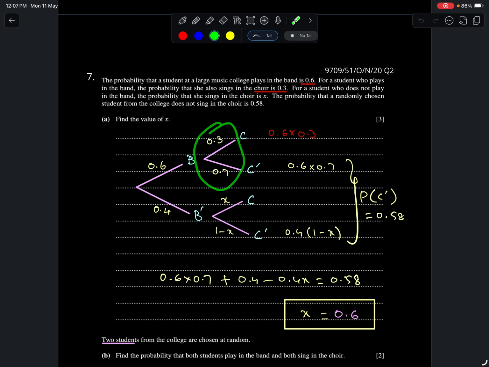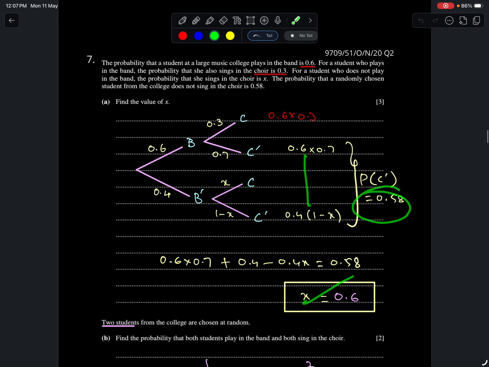See, the total of each branch is always 1. If this is x, this must be 1 minus x. And there is a condition, it's given that the probability of not singing is 0.58. So this result and this result, if you add these two, this is 0.58, you will get x.